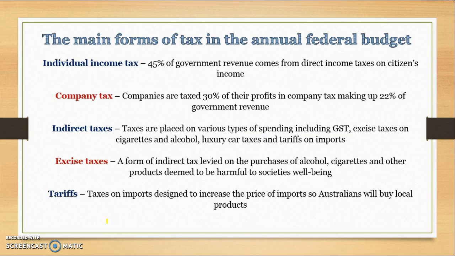So in terms of the main forms of tax, so tax is the main way the government or the federal budget collects money. So the government collects around $350 to $400 billion in tax every year, and that comes from a range of different taxes.